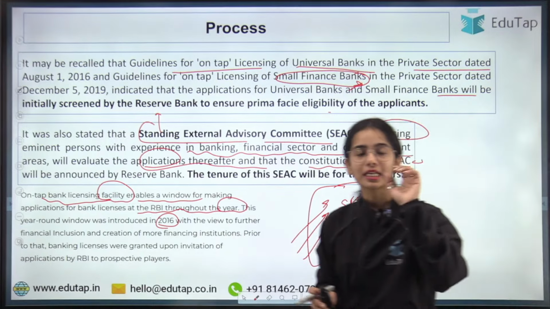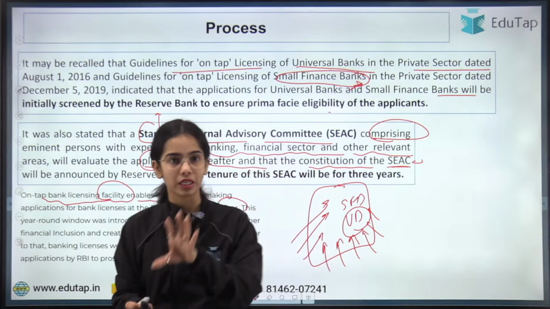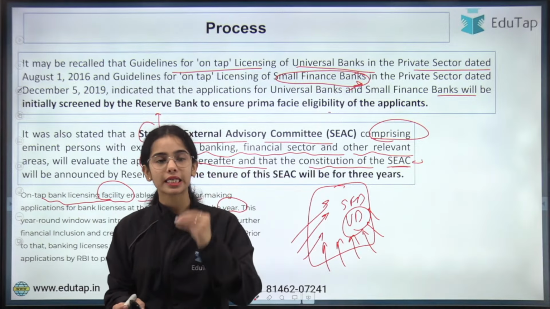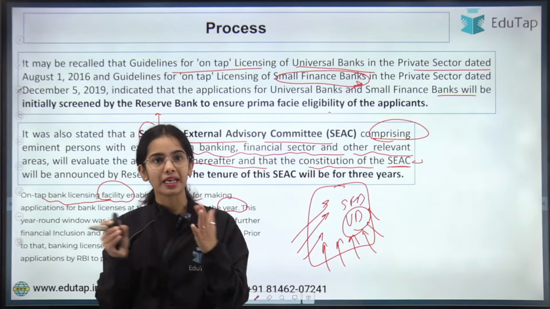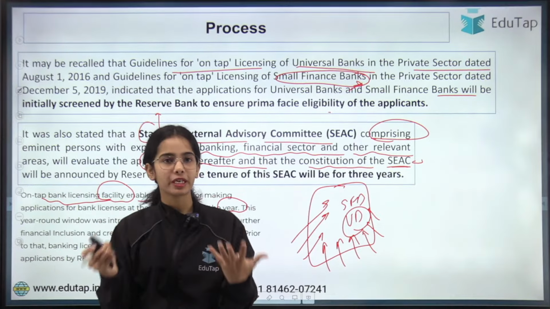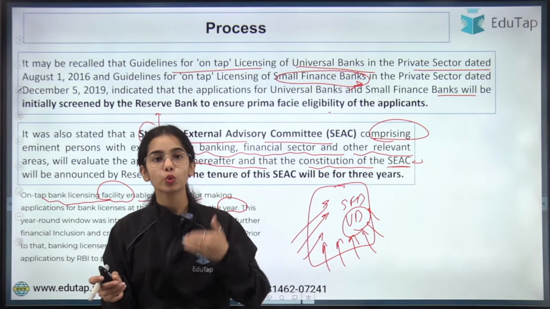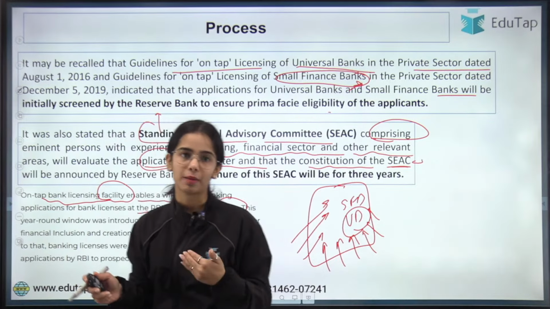So remember this: it was written in the guidelines that first the initial screening will be done by the RBI, and there will be the establishment of the SEAC by the RBI comprising eminent persons, and this SEAC will do the further evaluation of the application.